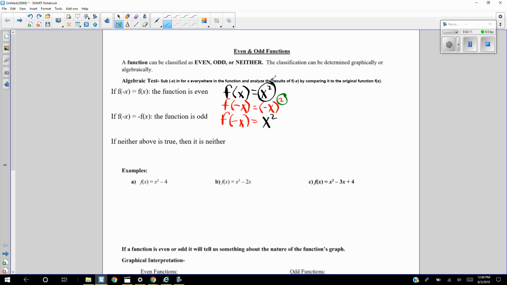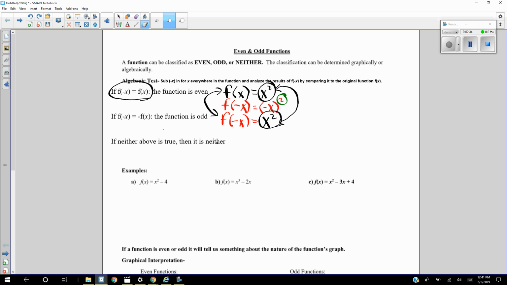And you'll see that is what we started with at the very beginning. The original function f of x was equal to x squared. Well, so is it when we sub in a negative x. So f of negative x and f of x, therefore, are the same thing when we plug in a negative x for x squared.